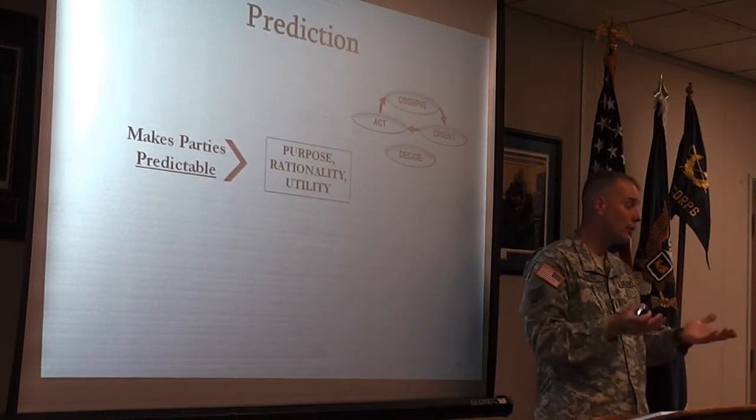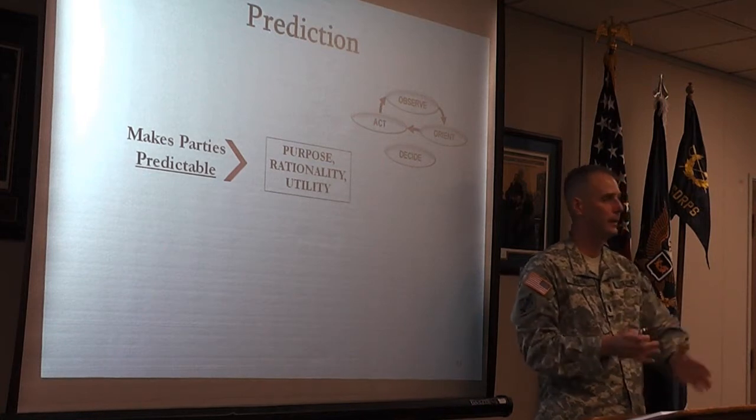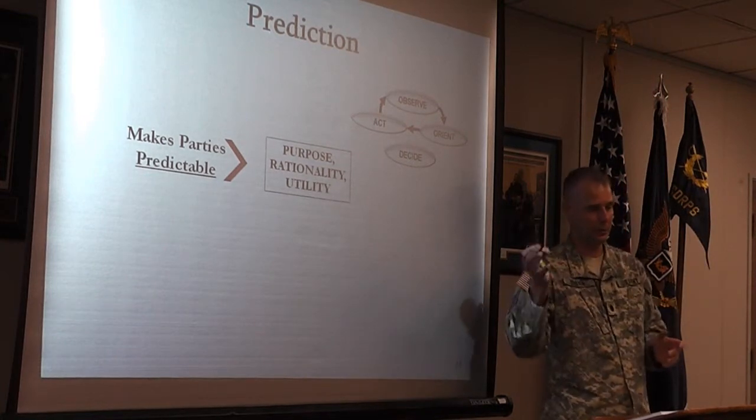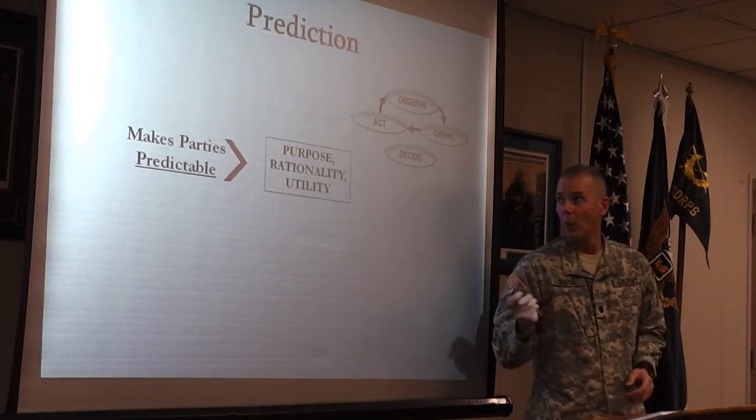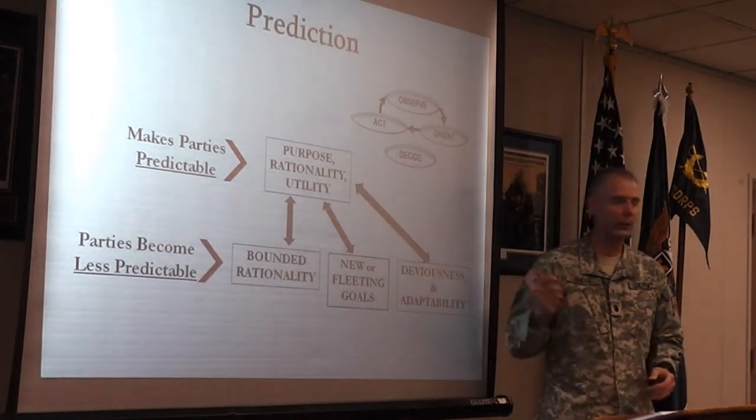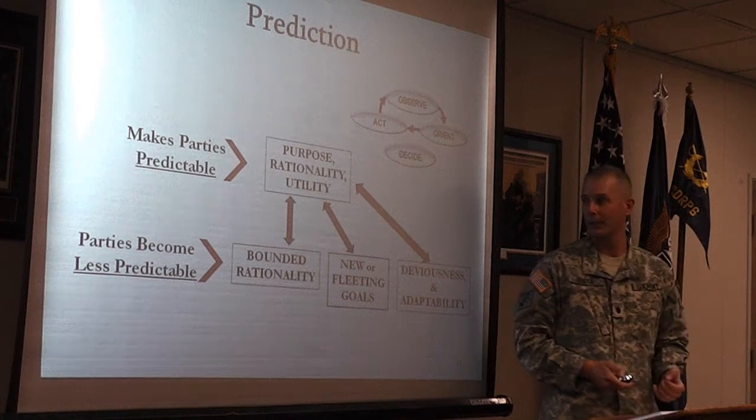And if you get to a point where I'm not sure what they do, then you do a branch plan. If they do this, I'm going to do that. If they do this other thing, I'll go off on my branch plan. What messes up your predictions? Well, first, there's bounded rationality. They're going to make mistakes.